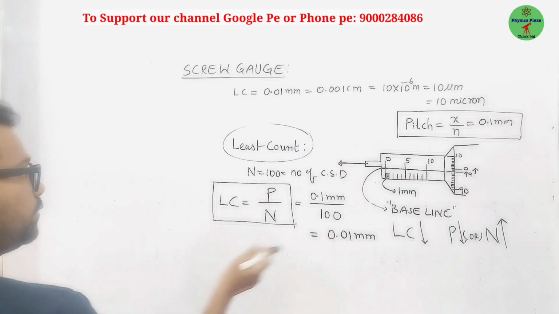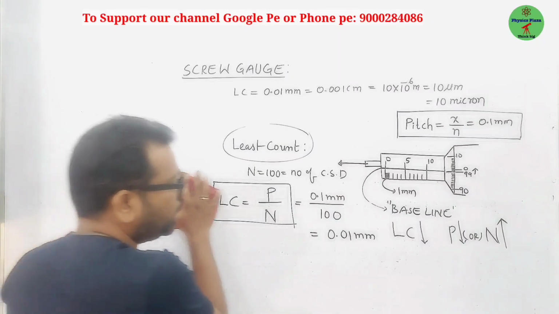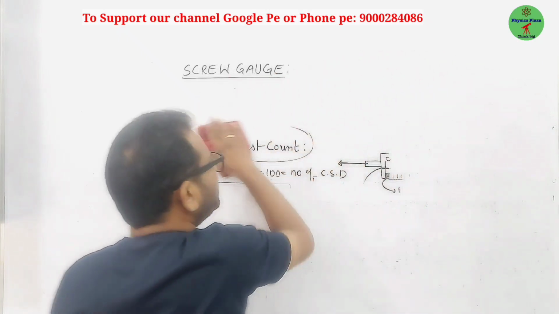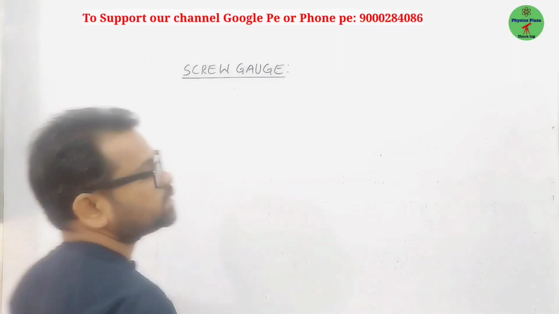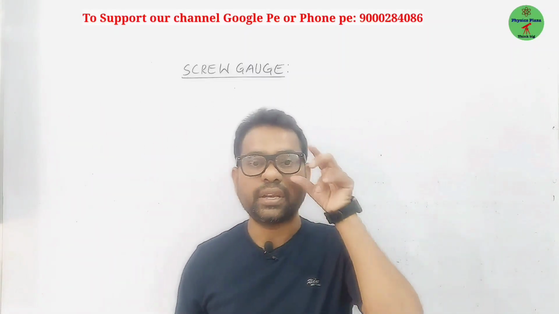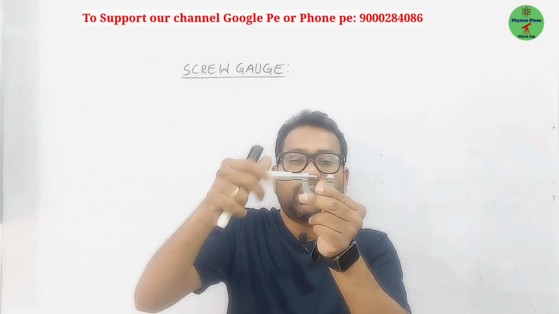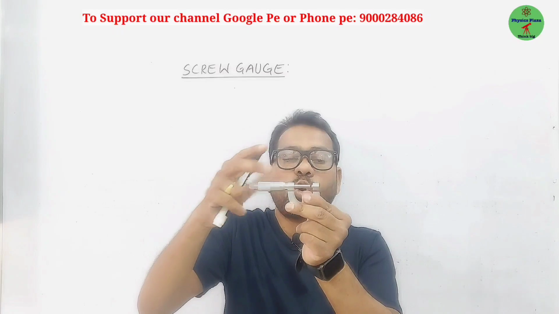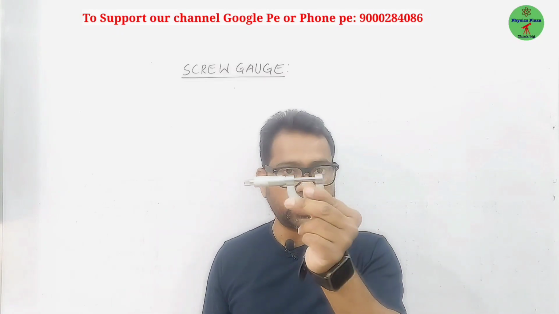So this is how we can calculate the pitch and the least count. Now, as I told you, if you want to use either vernier calipers or a screw gauge or any other device, we must check whether there is an error or not. So how do we check for error in this case? Before that, make sure that the screw is brought in contact with the stud.